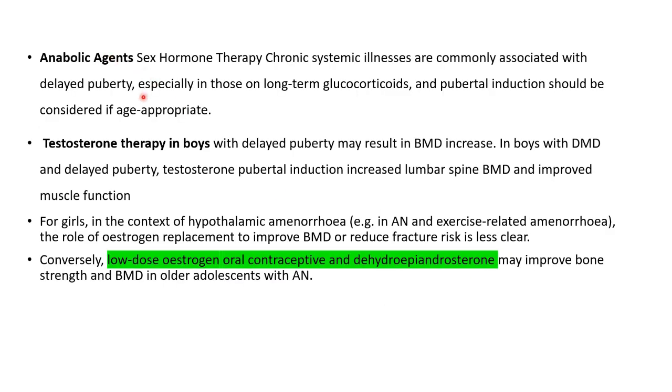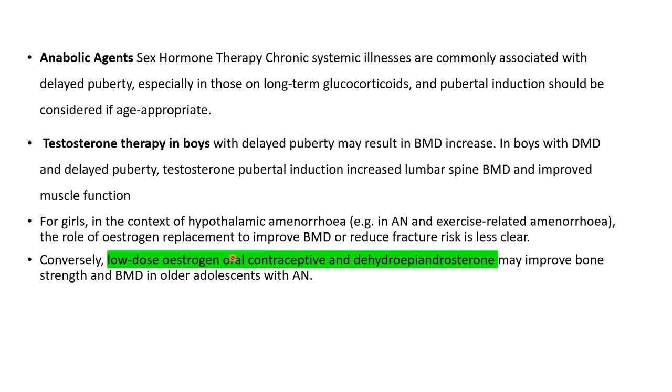What about anabolic agents? They have been tried, not with much success. Among them, sex hormone therapy has been tried, including testosterone therapy, as delayed puberty may result in a BMD increase. In boys with Duchenne's muscular dystrophy and delayed puberty, testosterone pubertal induction increases the lumbar spine BMD and improves muscle function.